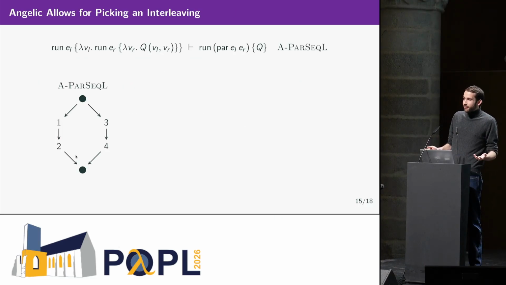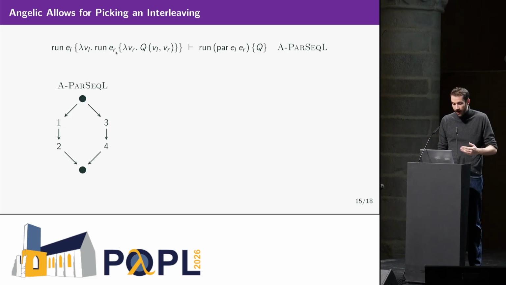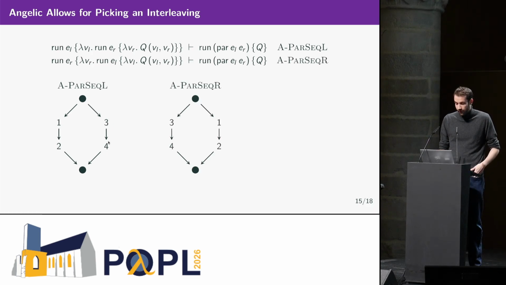The fun part of Angelic is that it allows you to pick any interleaving to verify. So for example, to verify run of par EL ER, you can first verify the left-hand side and then verify the right-hand side. So if I draw a diagram, you can do 1, 2, left-hand side, and then 3, 4 for the right-hand side. But also you can pick the other interleaving.